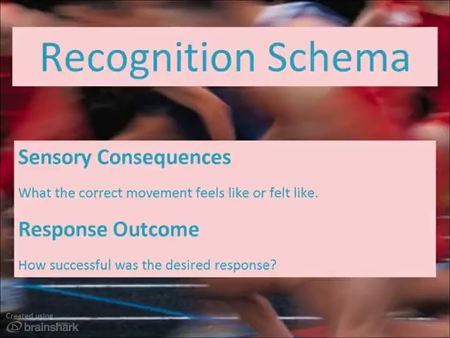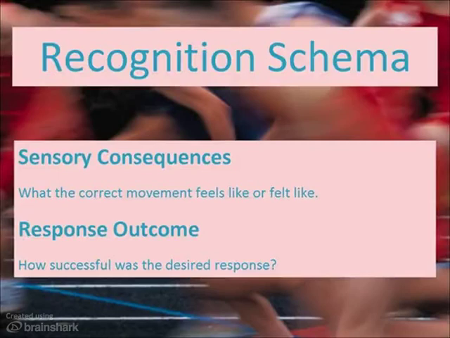Now, the second part of the schema is the recognition schema. This can be broken down into two parts. You can see one is sensory consequences and one is response outcome. Now, the sensory consequences refers to the feeling of the movement, and there's a little bit of debate as to whether that's actually when the movement is taking place or when it's finished. The point is, and it's really important you put this across on paper, is how the movement feels.